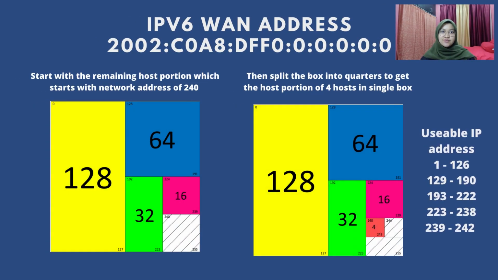For the box method, I started with the remaining host portion, which consists of 16 hosts, and started with the network address of 240. Then I split the box into quarters to get the host portion of 4 hosts in a single box. So the usable IP address for this network is the range of 1 until 126 for home entertainment network, 129 until 190 for Wi-Fi network, 193 until 222 for home office network, 223 to 238 for home office server network, and the last one is 239 until 242 IP address for WAN address between routers.